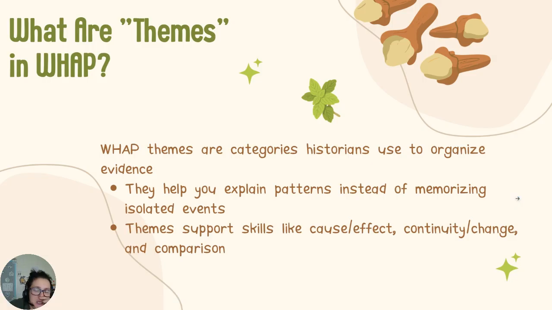What are themes in world history? Themes are a way that we use to categorize and organize our evidence. They help to explain patterns instead of just memorizing isolated events. Themes help to support skills like cause and effect, continuity and change, and comparison.